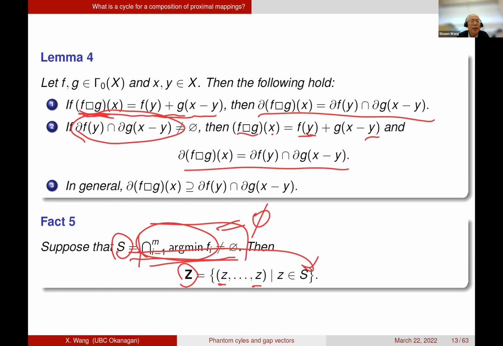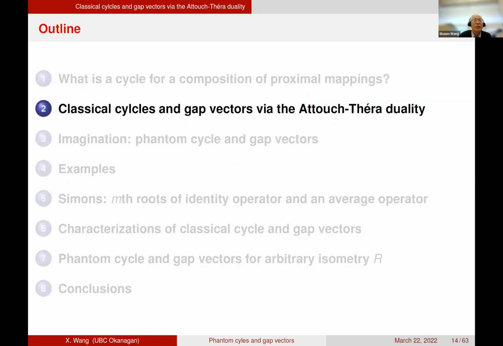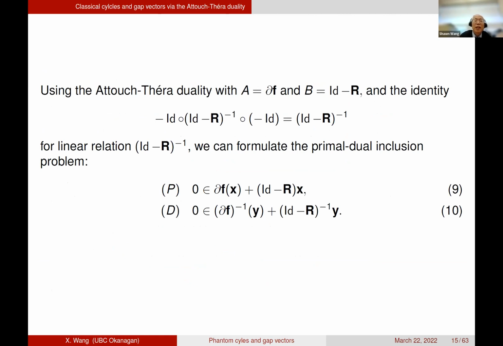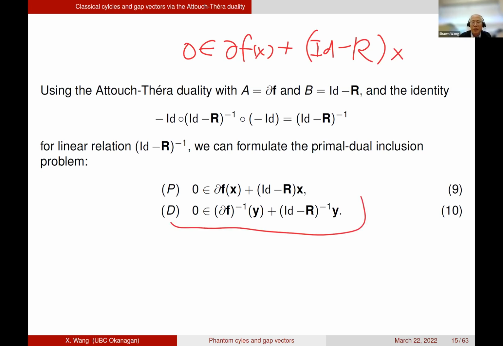Now let's see the classical cycle and gap vectors. We want to put that in the framework of Attouch-Théra duality. So we have the cycle quantified by something like this: 0 belongs to partial f x plus identity minus R x. Then you use Attouch-Théra duality, and you can put this into the primal format like this.